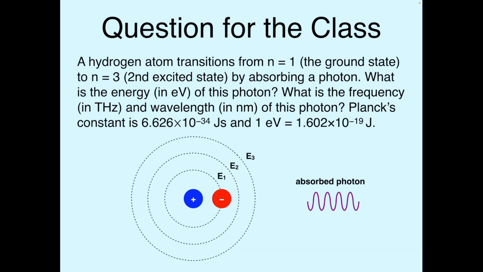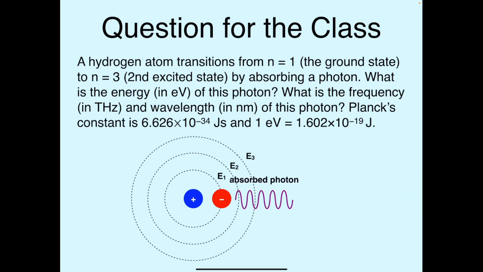So before we get into the solution, let me just show you an animation as to what's going on here. So we have this photon coming in. It gets absorbed by the electron. The photon is gone now, and the electron gets kicked up from the n equals 1 state to the n equals 3 state. So pause the video, try to work this one out on your own, and then we'll go through it together.